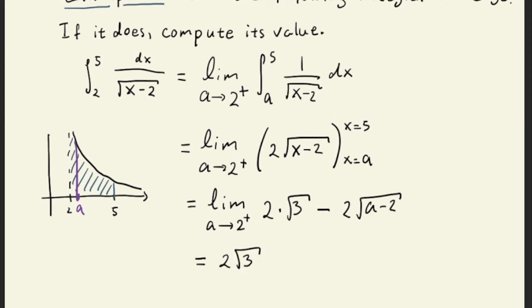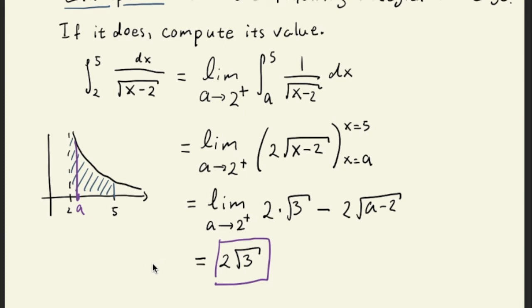So the area is finite, and it's equal to this. So we computed its value. This is a case where this is an improper integral, but the area is actually finite. The area under the graph as it approaches the singularity is actually finite. It's equal to 2 times root 3.